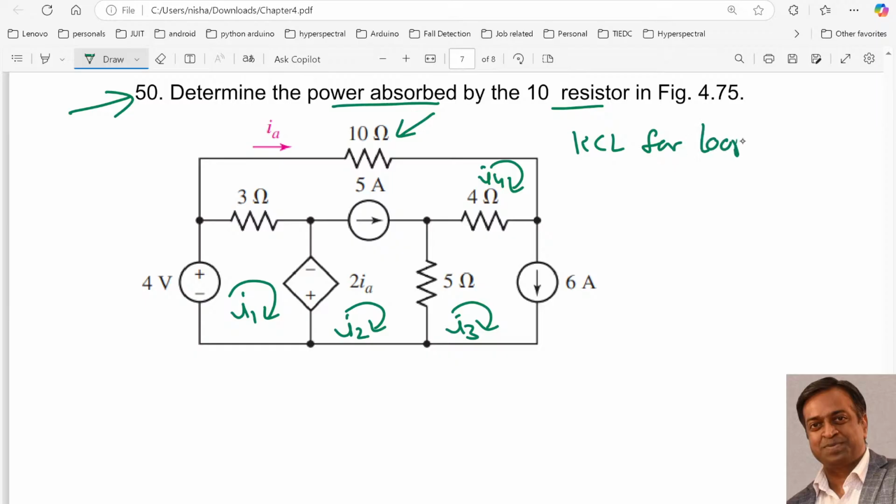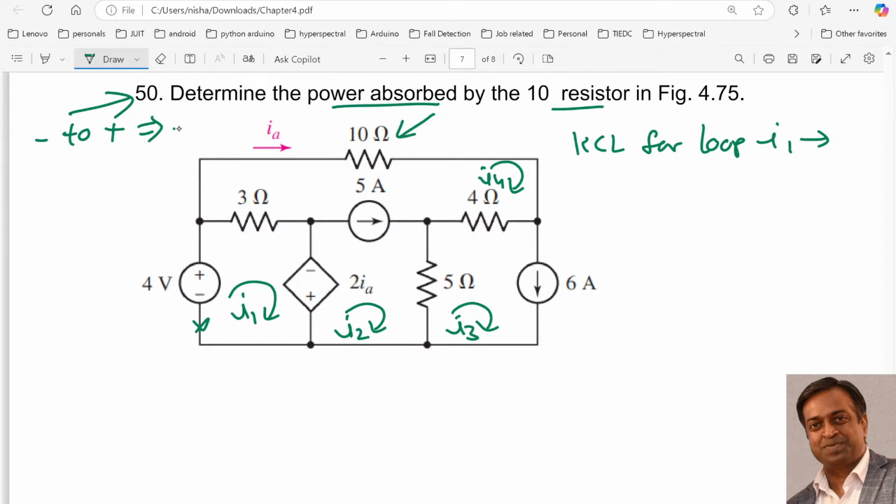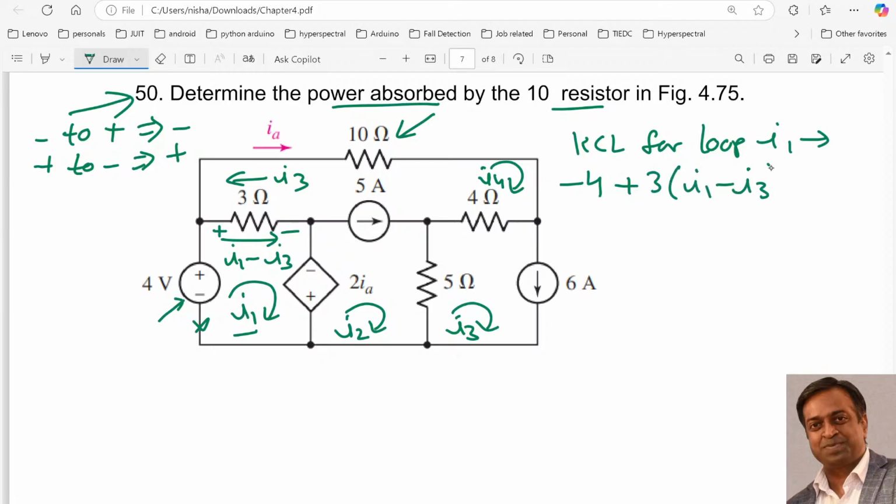Now applying the KVL for loop I1, starting from there and assuming the same convention: when the polarity changes from minus to plus, I will take the magnitude as minus, and from plus to minus, as positive. Over here the polarity is changing from minus to plus, so I will take it as minus 4. Over here there are two currents, one is I1, another is I3, so the effective current will be I1 minus I3 in this direction from left to right. So I will write plus 3 times I1 minus I3, right?